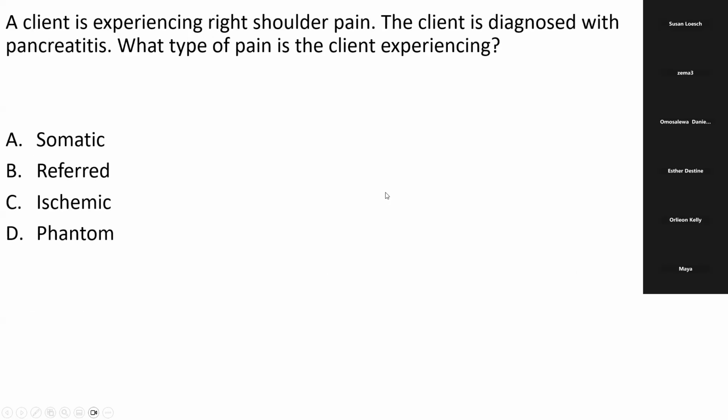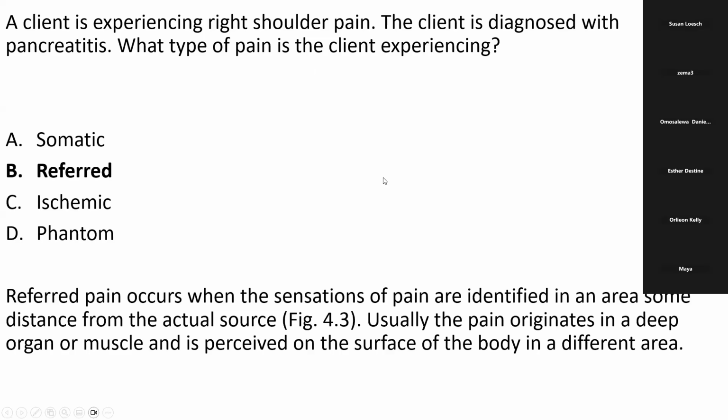Client is experiencing right shoulder pain. The client is diagnosed with pancreatitis. What type of pain is the client experiencing? Referred pain. Referred pain is when the sensation of the pain is identified in an area away from the source.